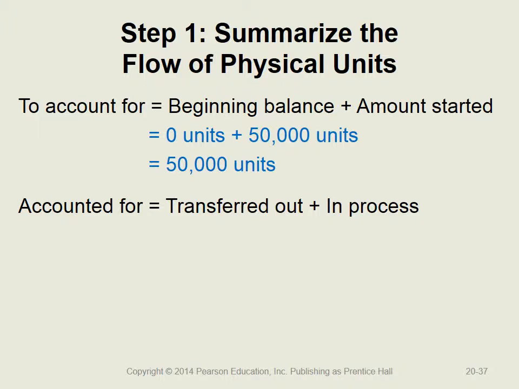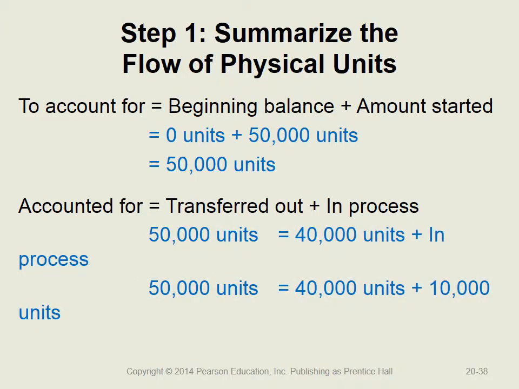Next, we have to account for all the units. The units were either transferred out or are still in process. The number of units to account for must equal the number of units accounted for. The assembly department completed the assembly process on 40,000 units and transferred those units to the cutting department. Therefore, 10,000 units must still be in process. So, we have accounted for all units.